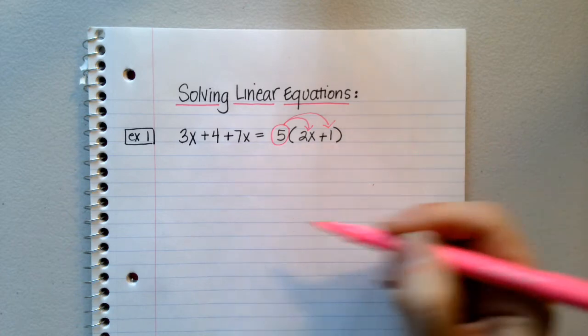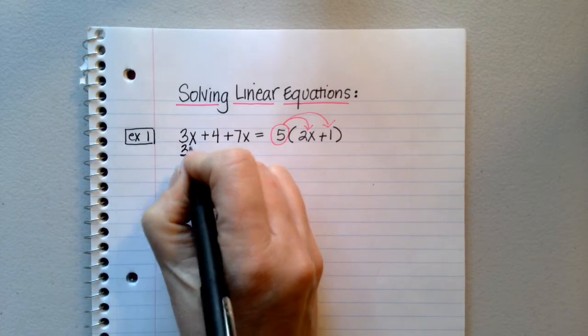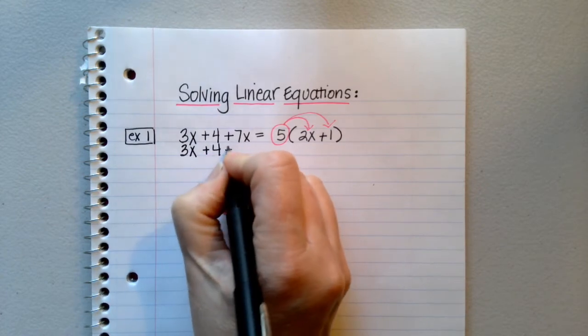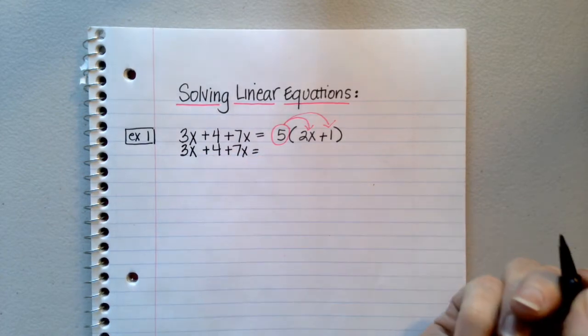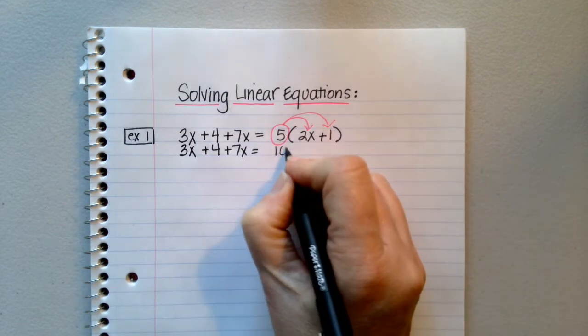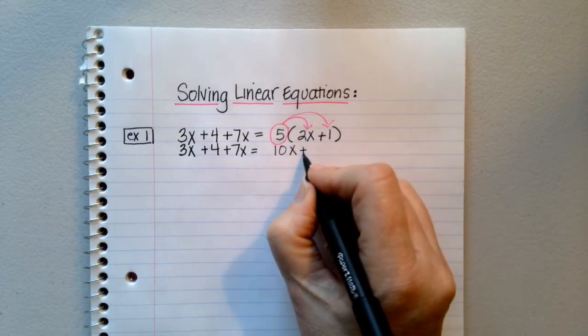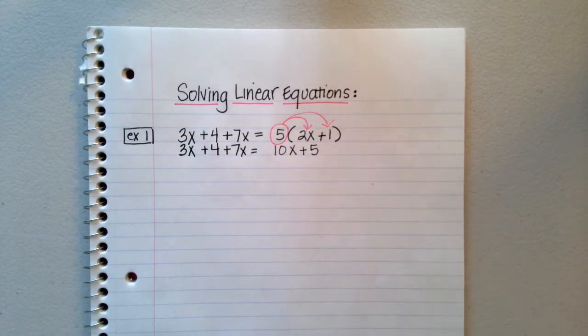So I'm going to rewrite this equation, copying down everything else that I didn't distribute, and show my distribution. 5 times 2x gives me 10x, and 5 times a positive 1 gives me 5. Now I ask myself, is there any other distributing that I need to do? The answer is no. I don't see any other parentheses.